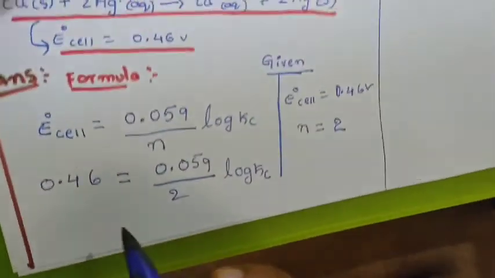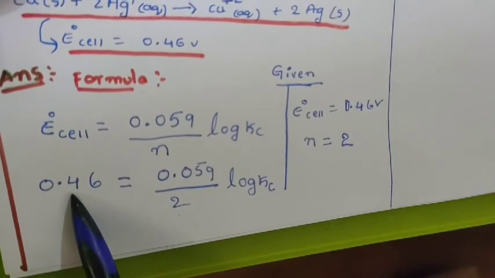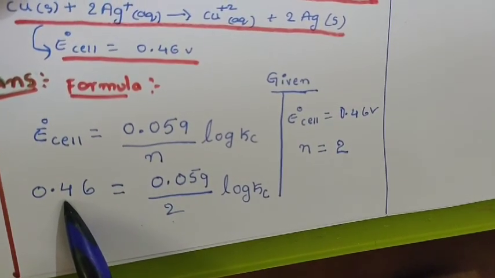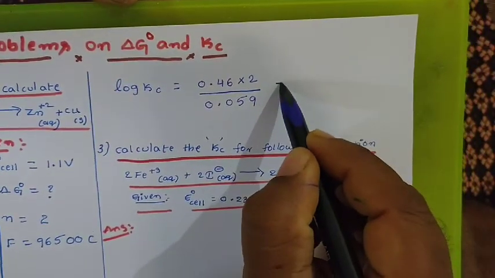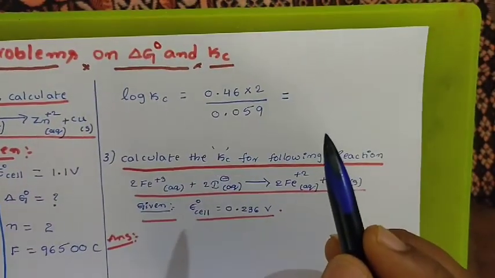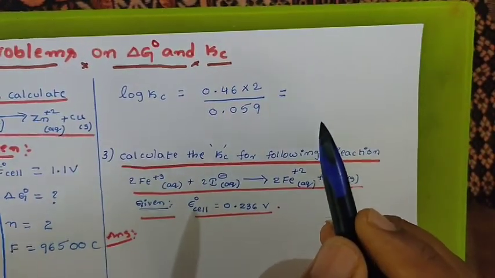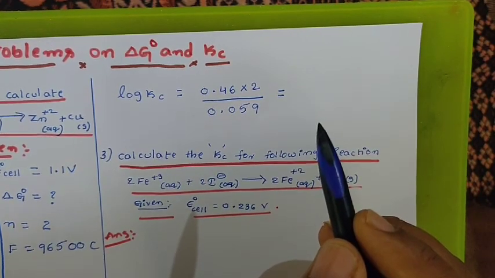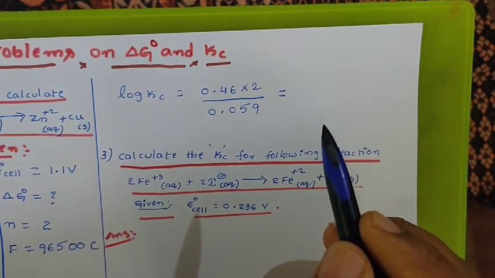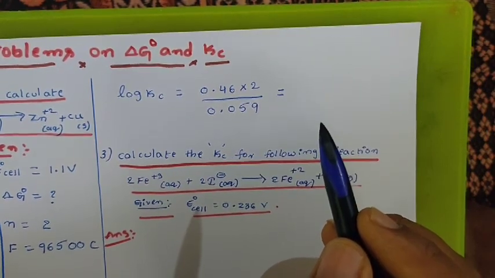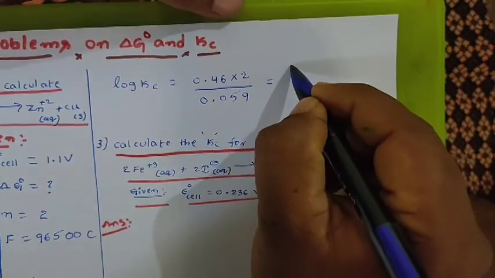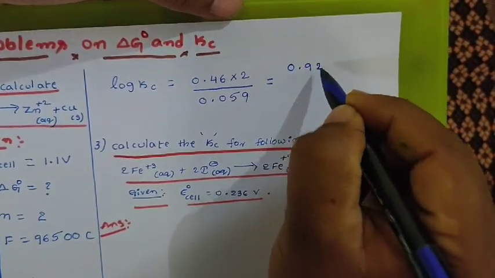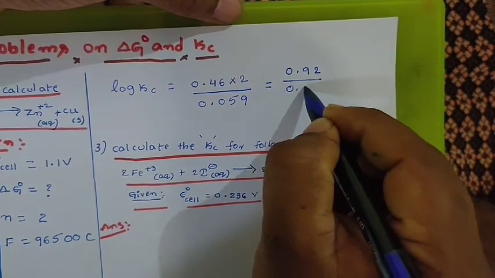See here, the 2 we are taking this side, then it becomes 0.46 into 2, and the 0.059 comes down. Then the value becomes 0.46 into 2, that is after multiplying, 0.92 divided by 0.059.